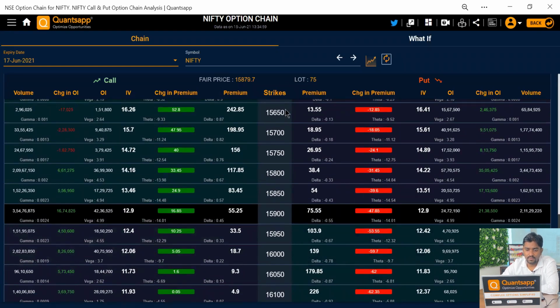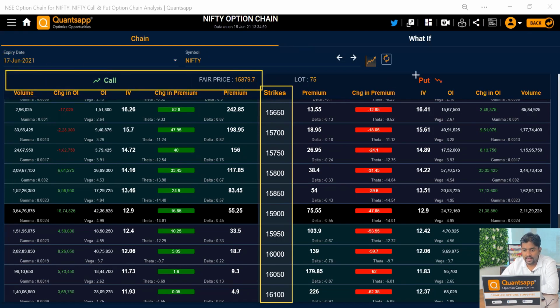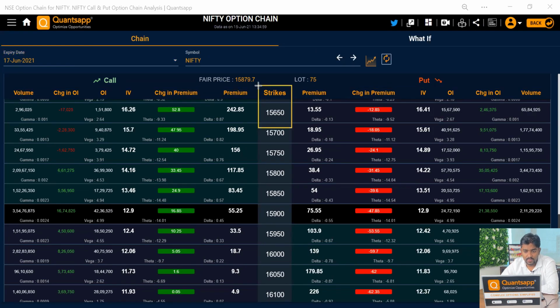Now let's see what details we need to look for here. The first thing we need to look for is the strike prices. This option chain is basically available on the NSE website also, so you can check there too, but there are a lot of other factors that you won't get there, so you can use this in an efficient way. The left-hand side is for call options and the right-hand side is for put options. The details are the same on both sides.